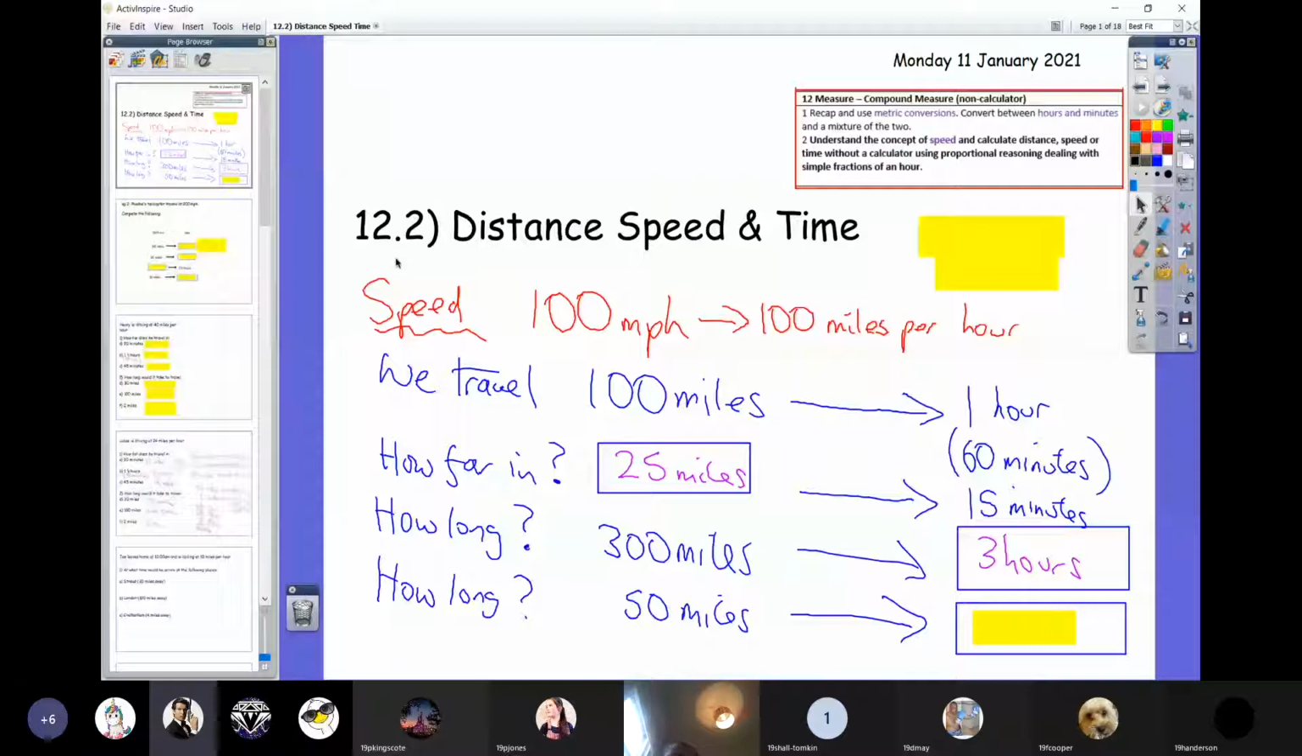Right, and then again, how long will it take us to do 50 miles? Well, 100 miles takes 1 hour. So it stands to reason that 50 miles, which is half the distance, will take half the time. So that would take half an hour, or 30 minutes if you like. That's all we're really going to be doing today. It's just using common sense. If it says 80 miles per hour, write down 80 miles, do an arrow to 60 minutes, and then work from there.